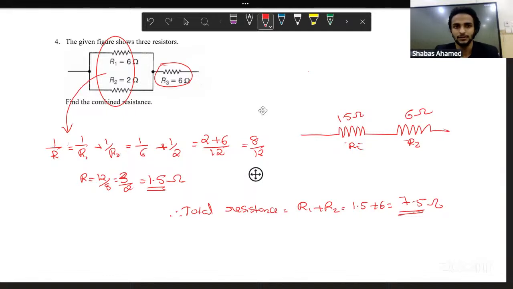Now, in this case, for the series and parallel connections, one minute.